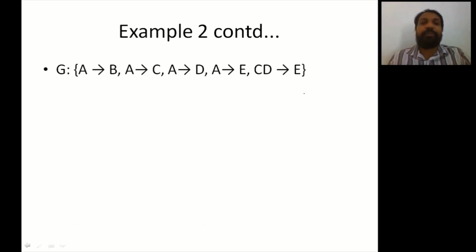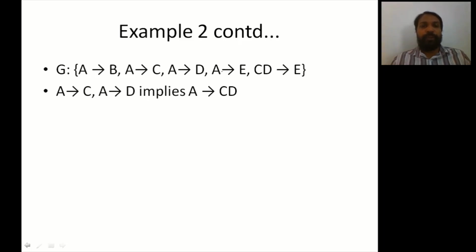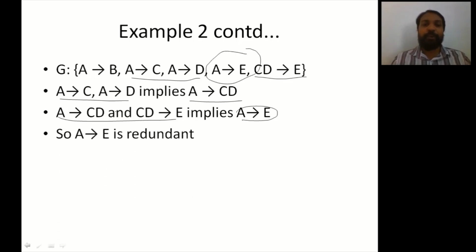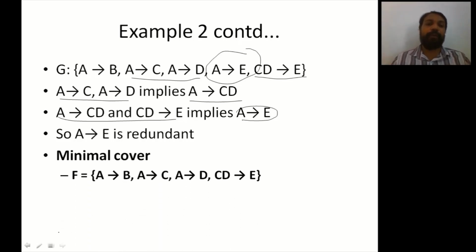And in step 3, we have to check whether there are any redundant functional dependencies. If we check, we can see that A to C and A to D are two functional dependencies, which can be written like this: A to CD, according to Armstrong's rules. From A to CD and from CD to E, we can imply A to E. So A to E is a redundant functional dependency. So we can remove that A to E, and the minimal cover will be A to B, A to C, A to D, and CD to E.